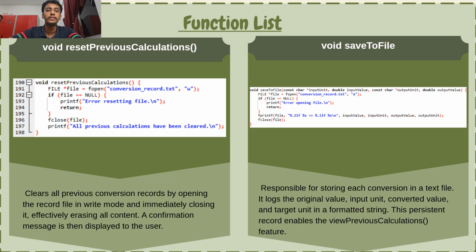On the left, we have the reset previous calculations function, which we use to clear all the file. The code shows it opens the file in write mode, which basically wipes everything inside. After that, it prints a message telling the user that all the previous data has been cleared. And finally, on the right, we have the save to file function. This function works for all the conversion functions we used earlier. It writes the input value, input unit, result, and output unit into the file using fprintf. That's how the program keeps a proper history of conversions.